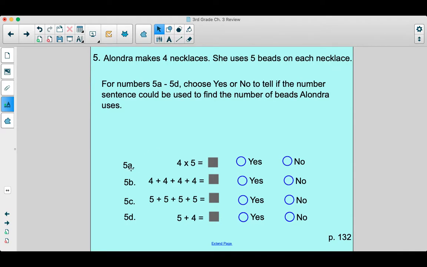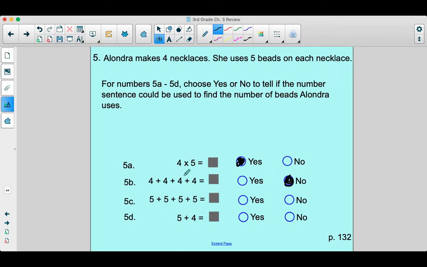So when I go back down here and I read 5A, this says 4 groups of 5 or 4 times 5. So that one definitely can be used. So we'll go for a yes here. And let's see. We have 1, 2, 3, 4 groups of 4, and we know we need 4 groups of 5, so this one's a no. Can't use that one.